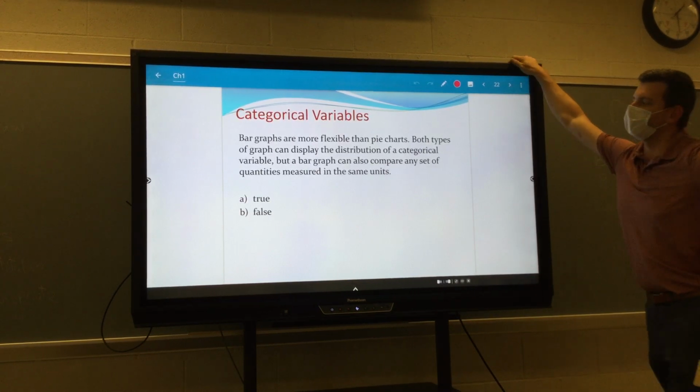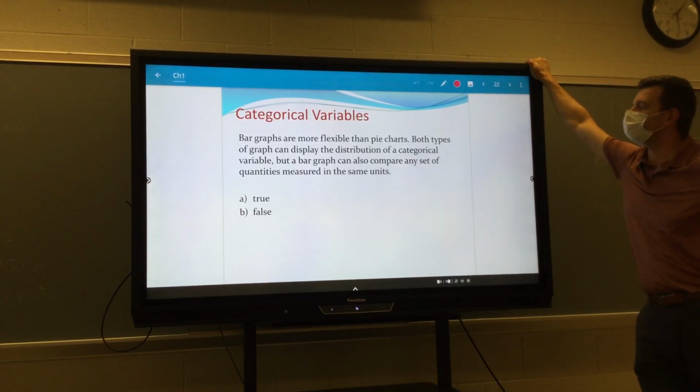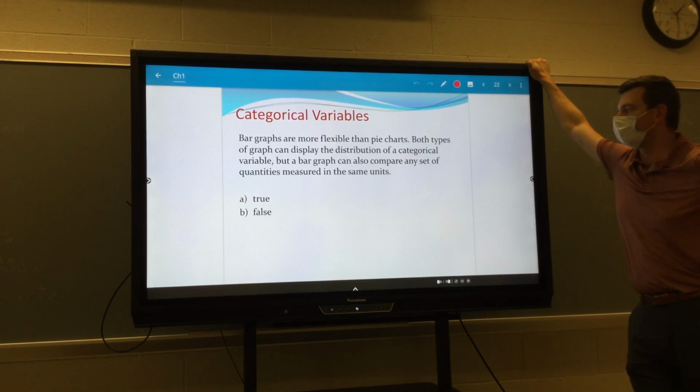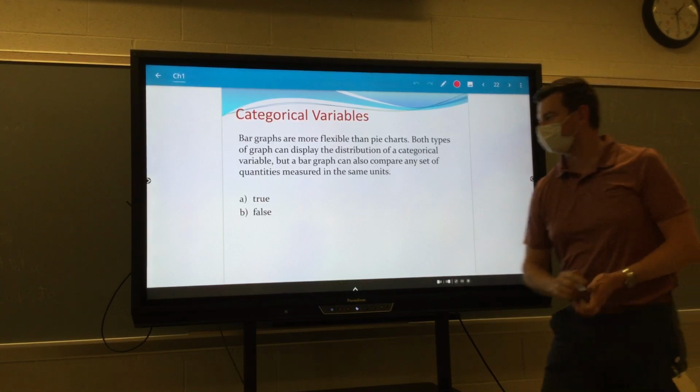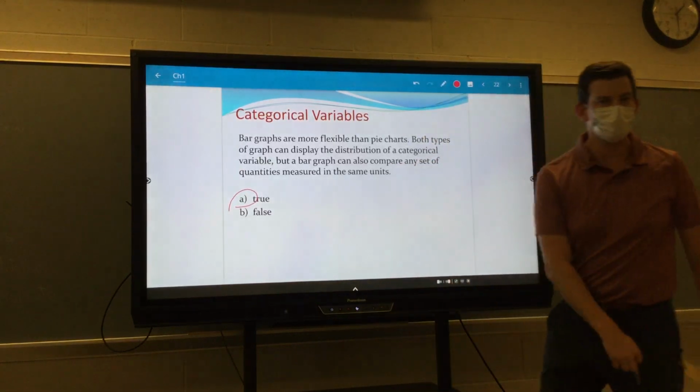This question: bar graphs are more flexible than pie charts. Both types of graphs can display the distribution of a categorical variable, but a bar graph can also compare any set of quantities measured in the same units. I didn't really get into that, but that's a good segue here. That is a true question.